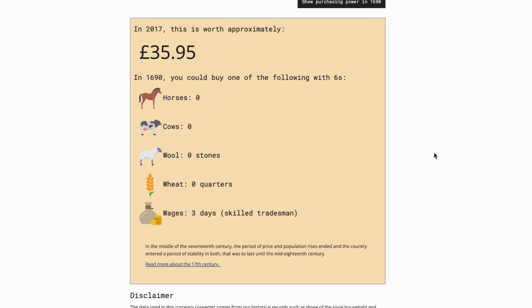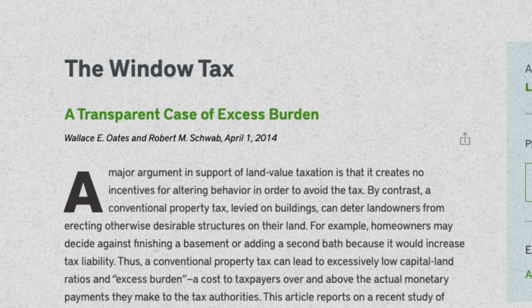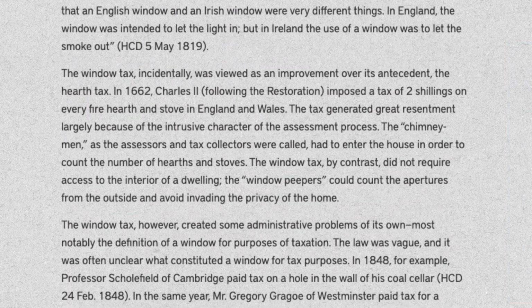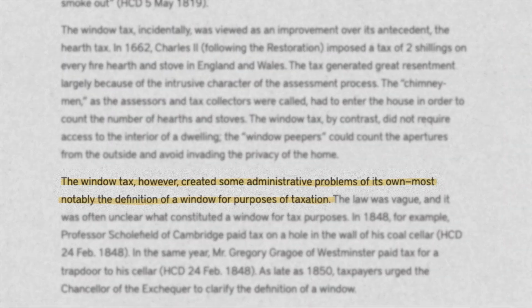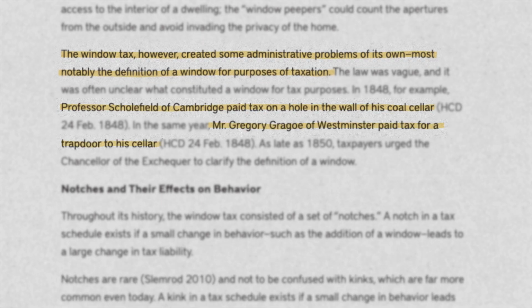0 horses, 0 cows, not even a bit of wool, but it's worth 3 days of your wage to pay for having windows. Naturally, many Georgian houses today have 9 rather than 10 windows. I would have done the same thing. Major problem with this tax is its definition. It was never fully defined what constituted as a window. People were paying taxes for holes in the walls, trapdoors, basically anything that allowed light in.